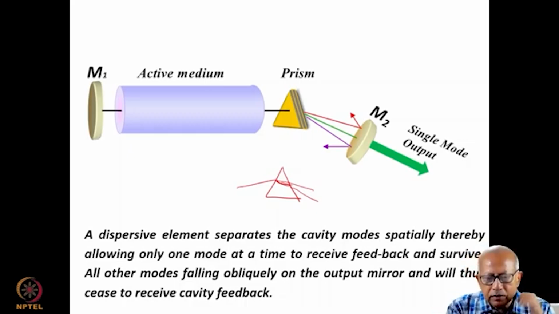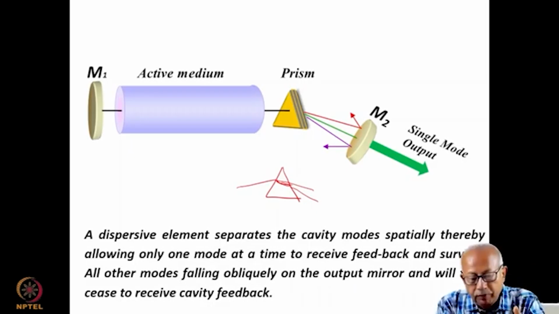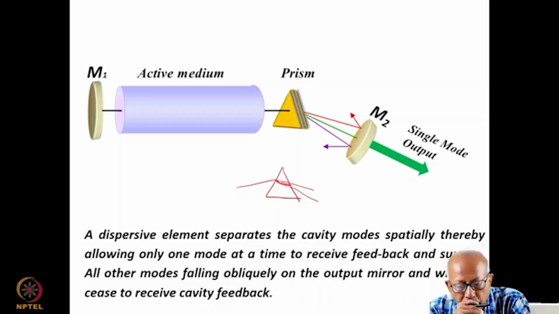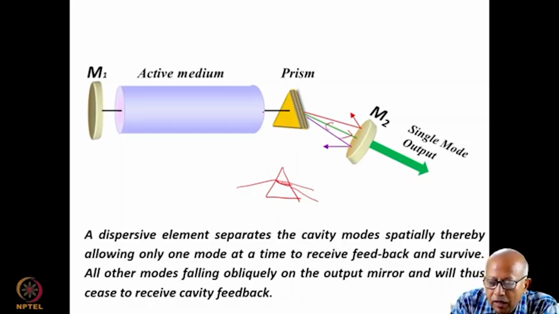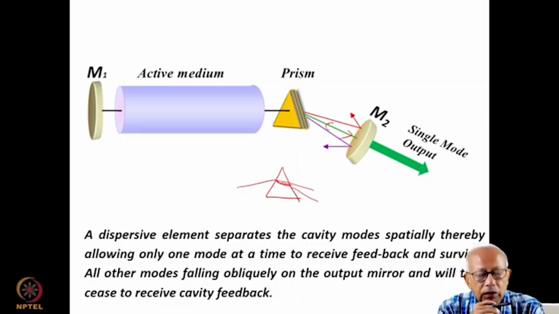Therefore, in this case, there may be a number of modes which fall on this prism. The prism splits the modes, which are of different wavelengths, spatially, thereby allowing only one of the cavity modes at a time, in this case this mode, to fall normally on the mirror. Therefore, this mode alone would be able to oscillate back and forth inside the cavity and would be able to lase by extracting energy that is continuously being pumped in the active medium towards maintaining population inversion.